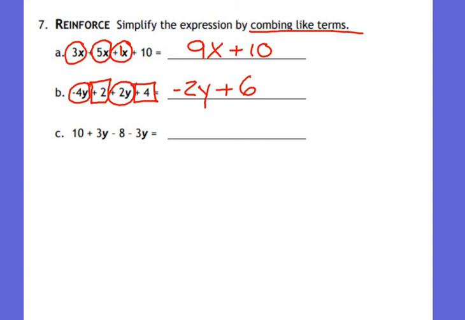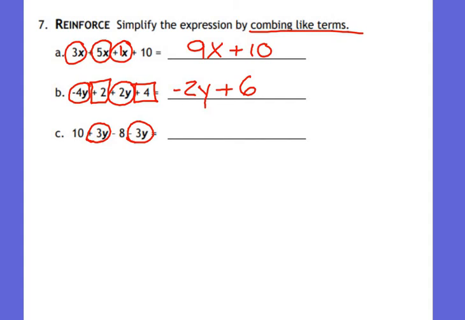Alright, C. Who's combining? 3y. Okay, 3y and negative 3y. Why does that look like a negative 3y? It's not a negative sign, I hear. What is that sign? It's a subtraction. Subtraction, but doesn't it look like a negative? Yes. Can it act like a negative? Yes, it can. That's why I circled the sign in front of it.